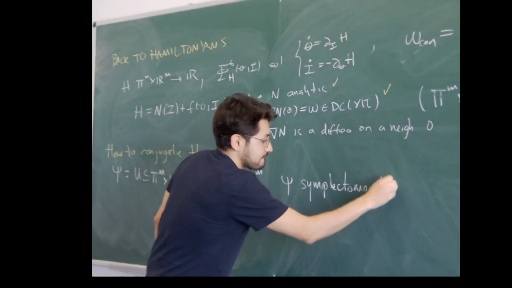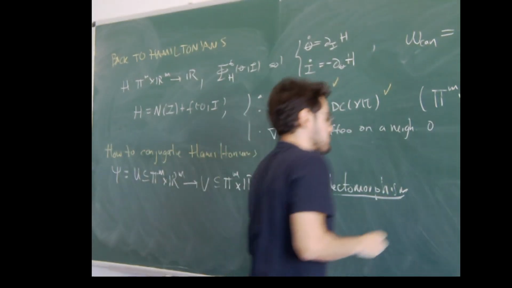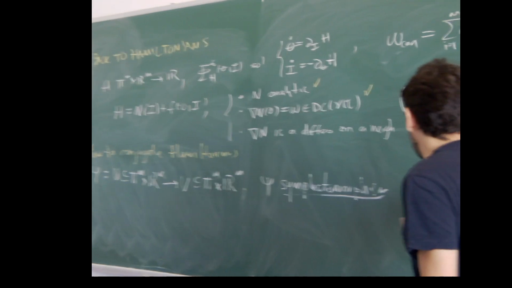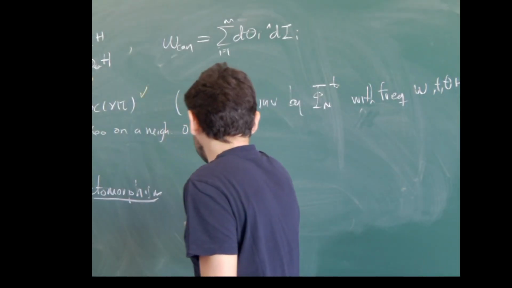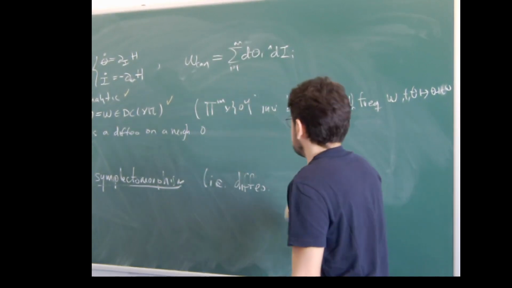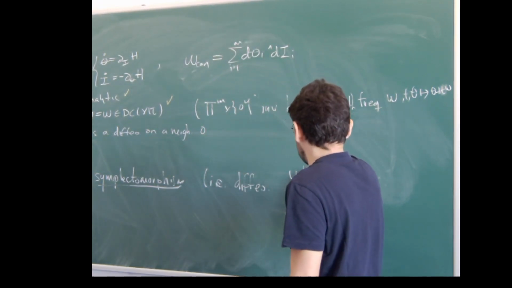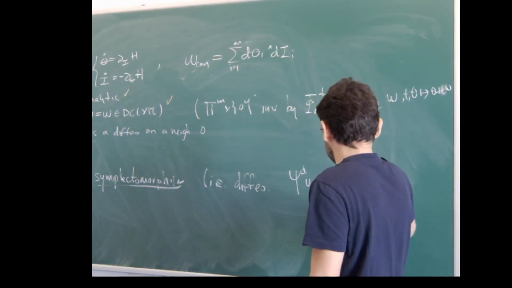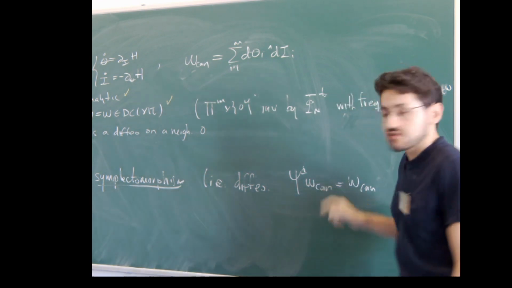So, what is a symplectomorphism? Well, it's just a diffeo that preserves this. Okay, the restrictions, but it's just a diffeo that preserves this.